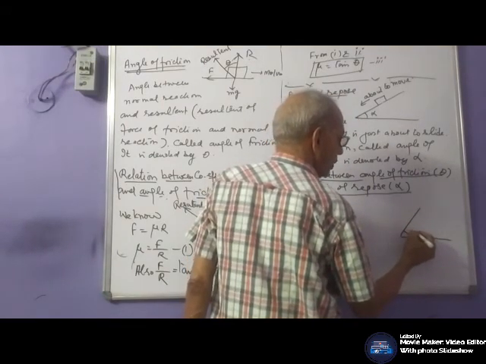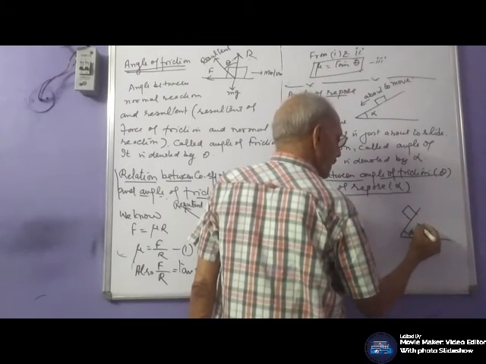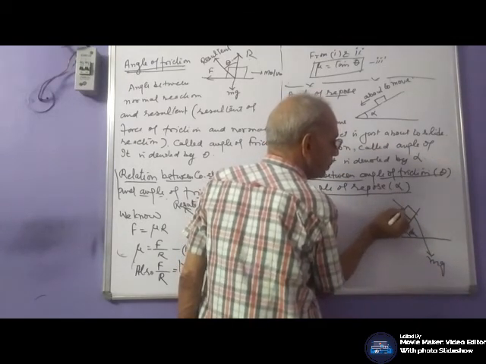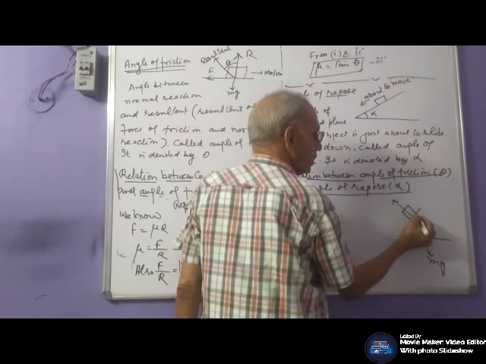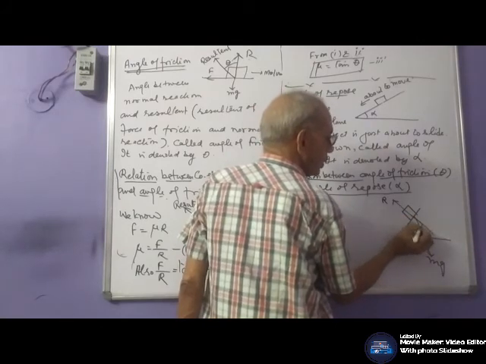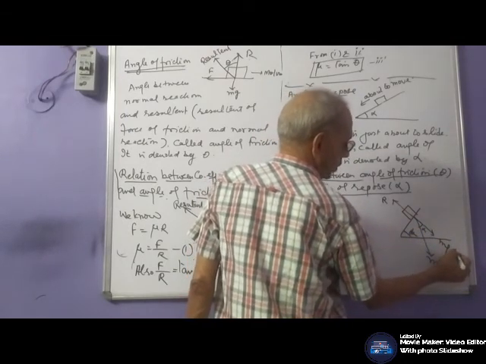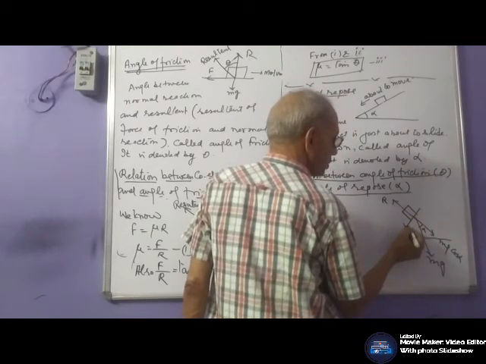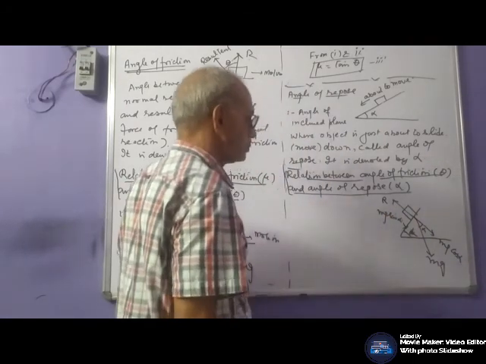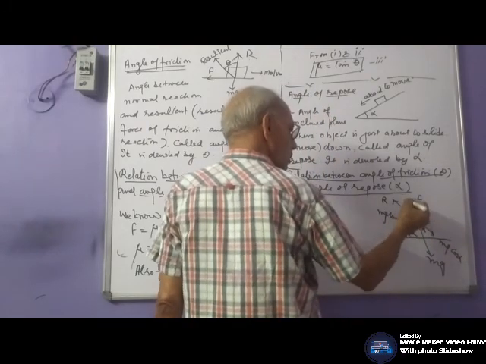This is angle of repose. Weight always perpendicular to ground. Normal reaction always perpendicular to surfaces in contact. This is surfaces in contact, this is normal reaction. So this will be what? Alpha. This will be what? mg cos alpha. This will be what? mg sin alpha. This is force of friction about to move down.